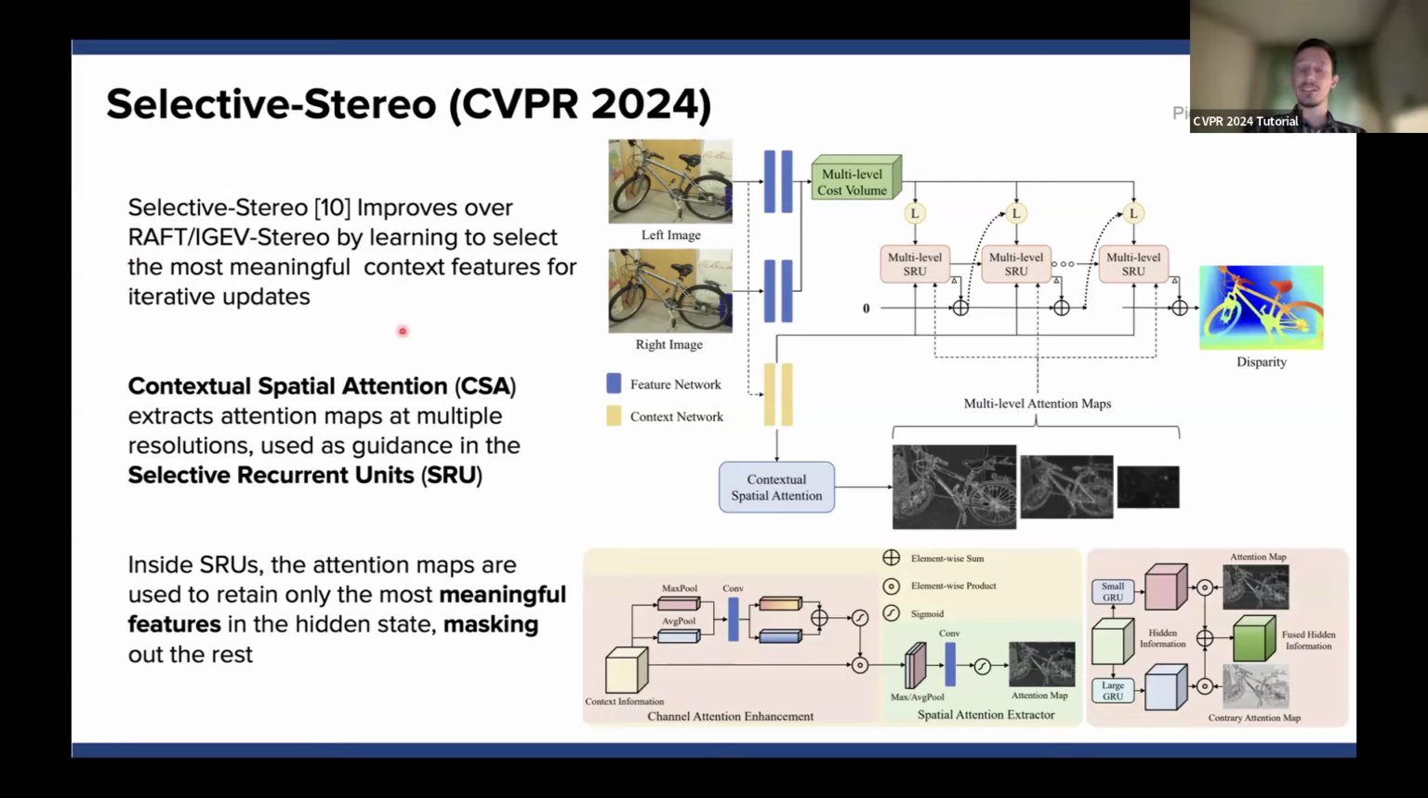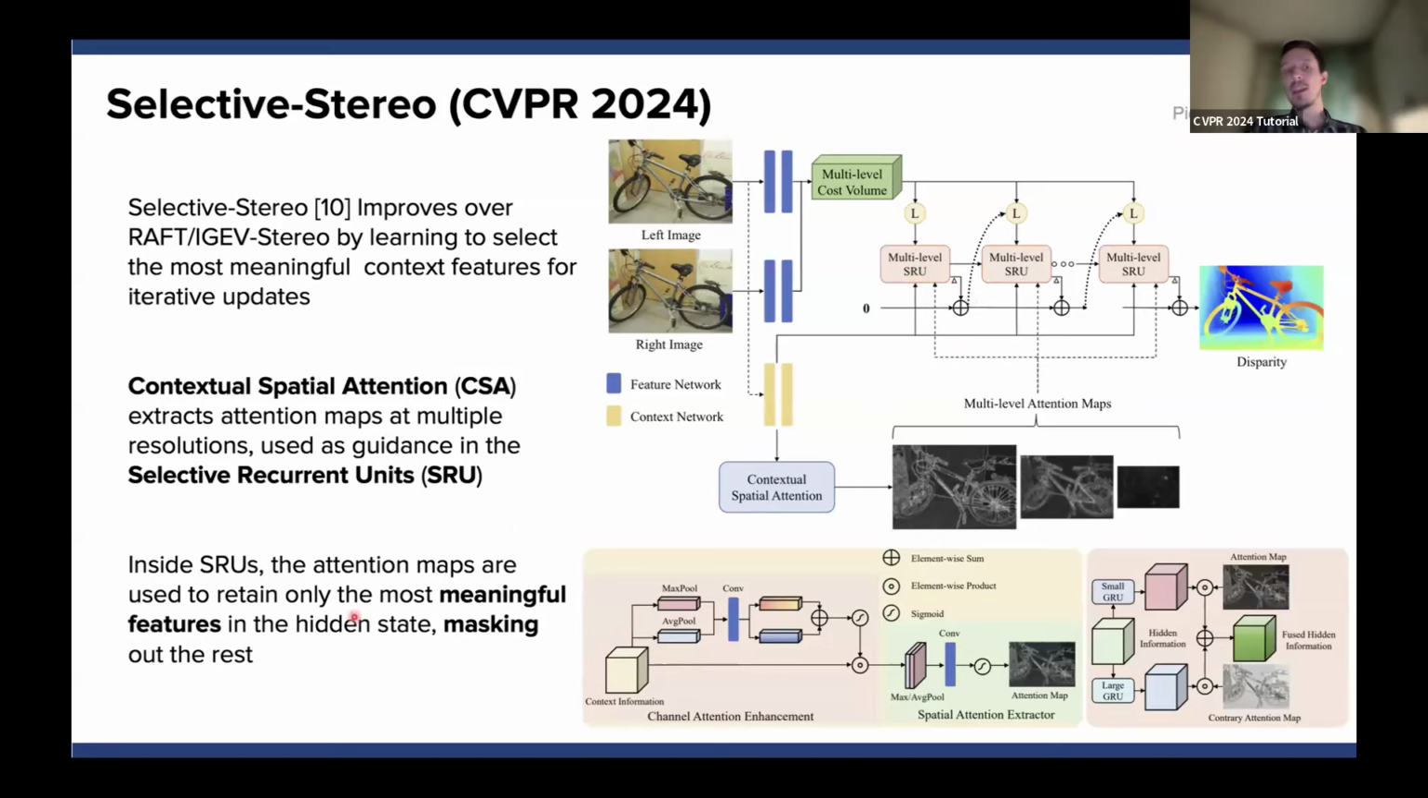And this architecture is called Selective Stereo and basically revises the mechanism already implemented by RAFT-Stereo and IGEV Stereo by simply learning to select the most meaningful context features extracted from the left image and to be used during the iterative process for refining the disparity map. So, given these most meaningful features, the network is designed to extract some kind of attention maps at different resolutions, and these attention maps are used to guide the iterative procedure.